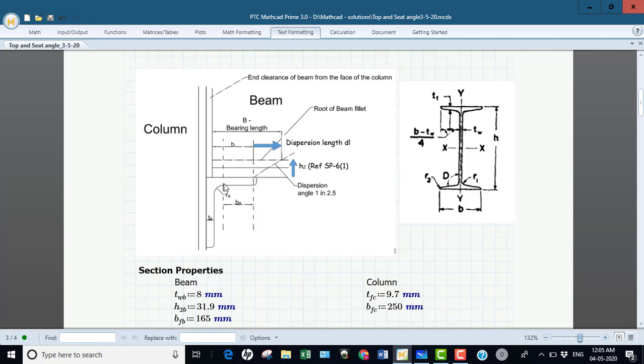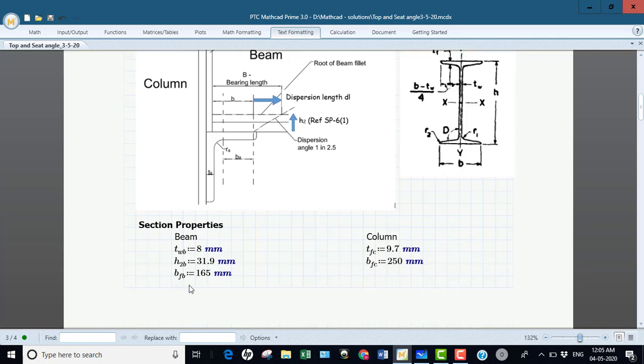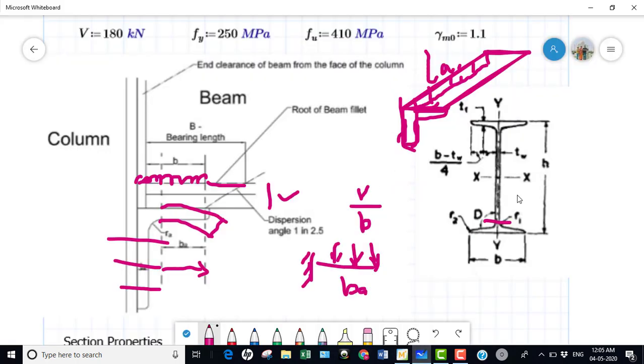After knowing that, I decide the thickness of the seat angle. Coming to the section properties, this is the beam property and this is the column property. Since I am expecting the thickness, the shear area is nothing but the shear expected to transfer over a bearing length into the thickness of the web of the beam. So the beam is running like this, at the top. So this area is this length into the thickness TW of the beam.